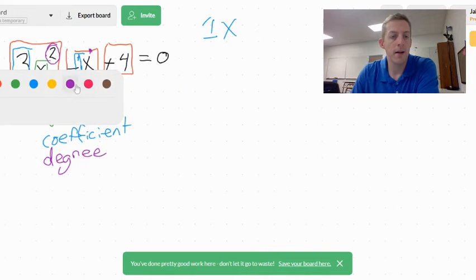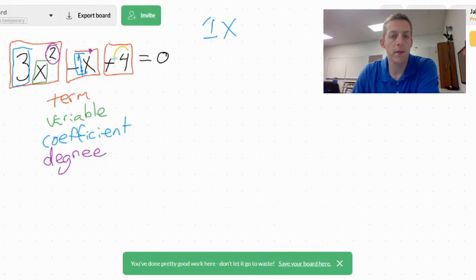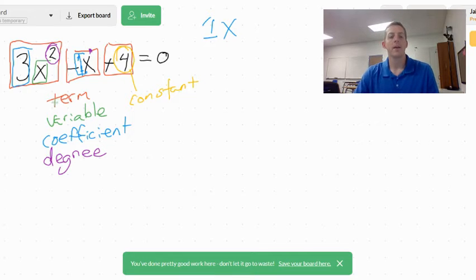Finally, in the back here, this one right here, if it does not have a variable connected to it, then that is called the constant. Okay, so we've really broken this down, and we have the coefficients circled here. We have the variables. We also have the degrees. Remember, this one is assumed to be a 1. We also have our constant. And the whole thing is the terms.